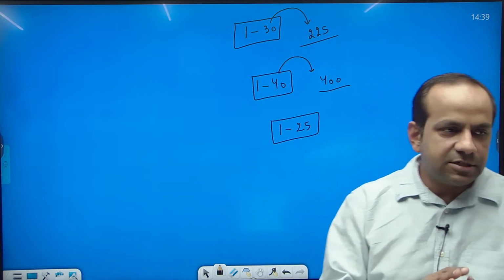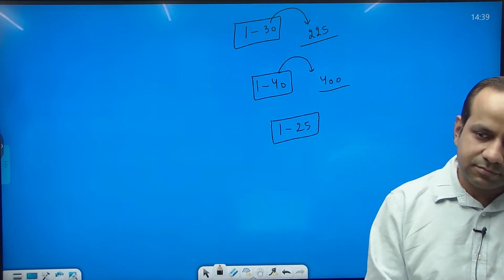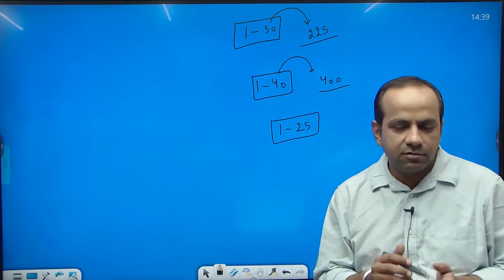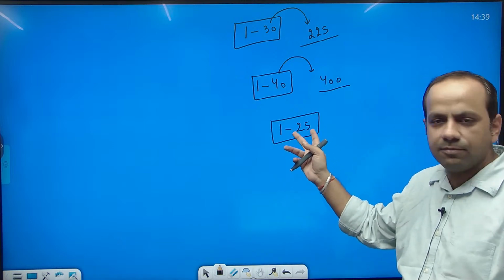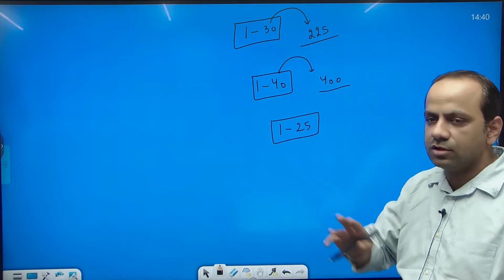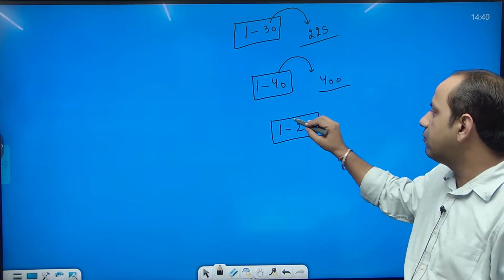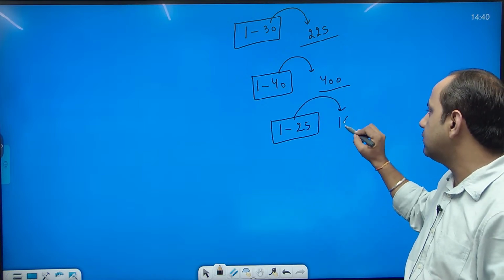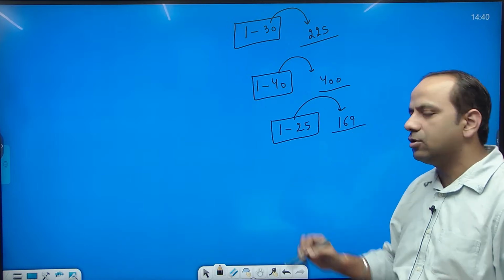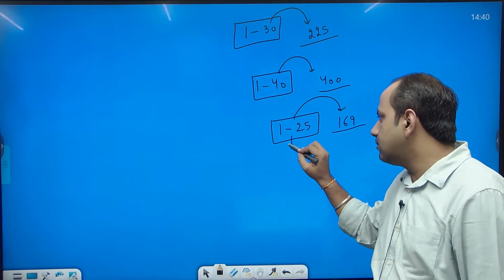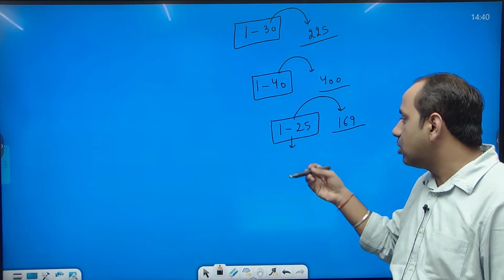Sum of all odd numbers from 1 to 25. How many odd numbers are there between 1 and 25? We are including both values, 1 and 25. So from 1 to 25, how many odd numbers are there? 13. So the sum of all odd numbers from 1 to 25 will be 169, because there are 13 odd numbers lying between 1 and 25.